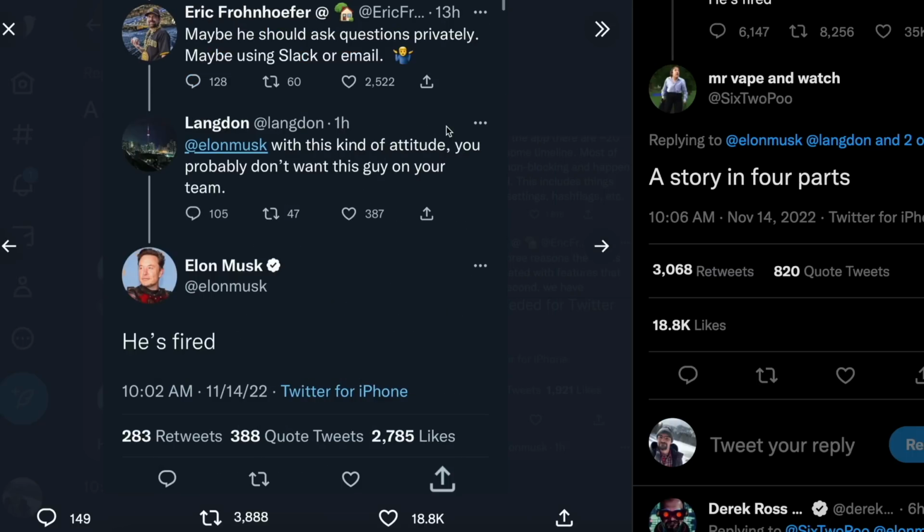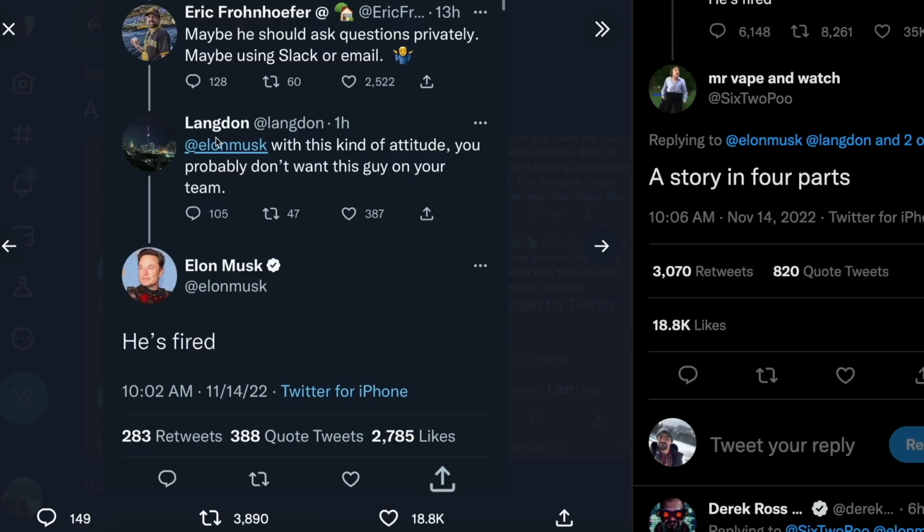Then someone goes, hey, why are you saying this publicly? And he just lets him know, well, maybe it would be nice if this guy isn't trashing me publicly to his hundreds of millions of followers. This guy laying down says, hey, you should just fire the guy. Elon Musk goes, okay, he's fired.